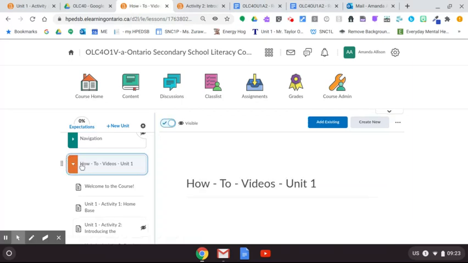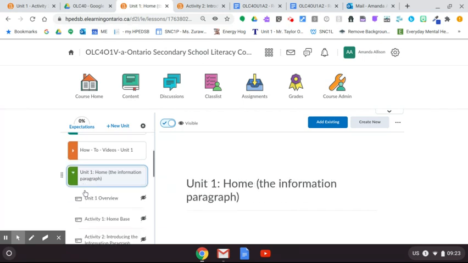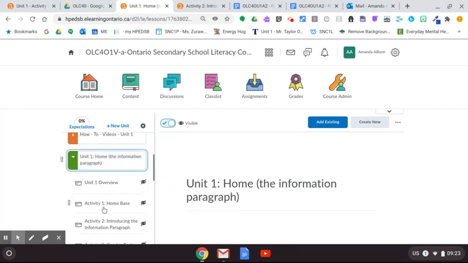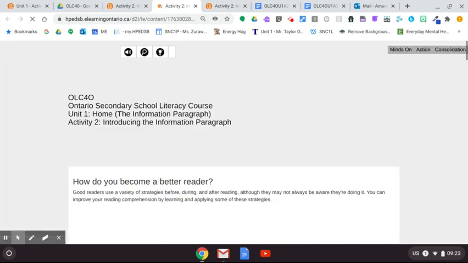Keep in mind, I'm showing more than what you guys will see. So you'll see how-to videos for Unit 1, and then you'll see the Unit 1 content area open up. So in the how-to video, it showed you that we were looking at Activity 2. So I'm never going to open this Activity 1 because there isn't content there that I want you guys reviewing. So I'm going to try to limit what I open just so that it doesn't get overwhelming.